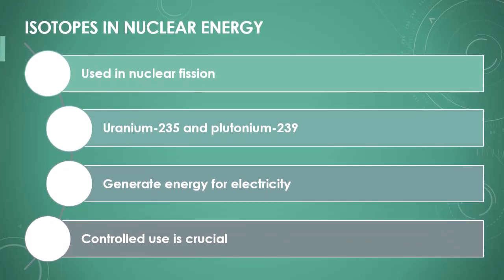In nuclear energy, isotopes like uranium-235 and plutonium-239 are used to generate energy. These isotopes can release large amounts of energy through nuclear fission. This reaction is used in nuclear power plants to produce electricity. The controlled use of these isotopes is important for energy supply.